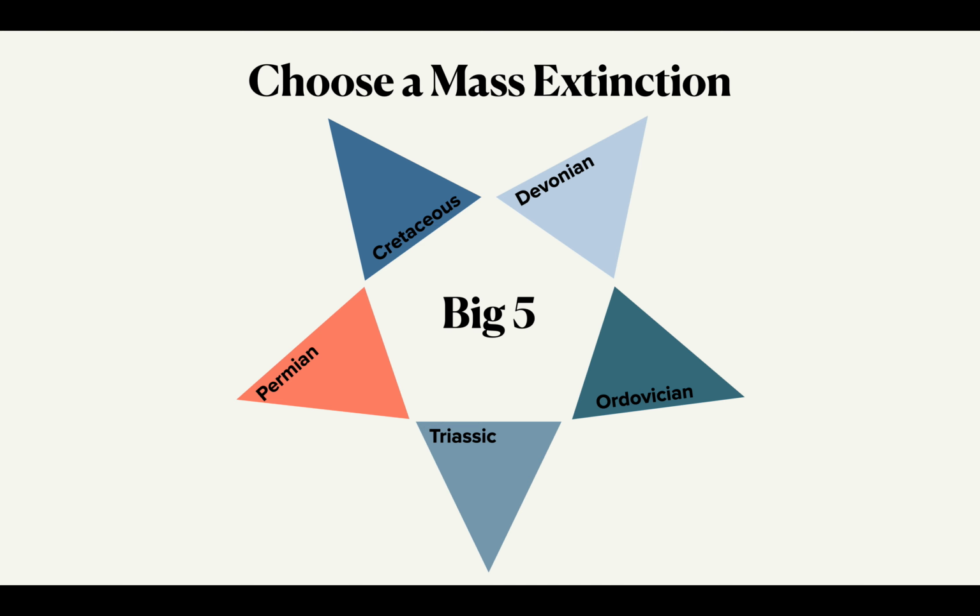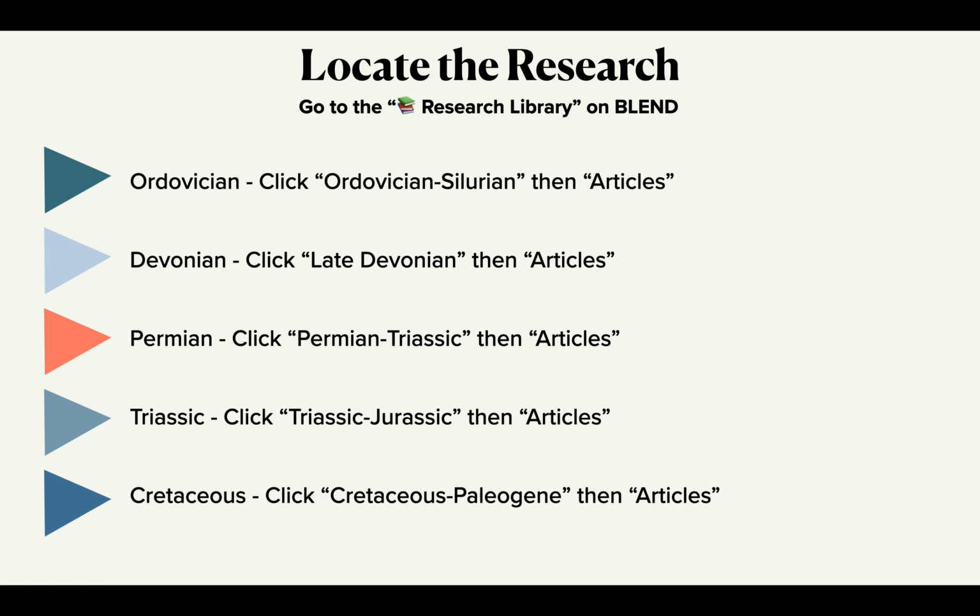Once you have decided which one you want to investigate further, you're going to see that there is a research library available on Blend, and it's in this module. Once you click it, you'll see a folder indicating each of the five mass extinctions. If you go inside there, you're also going to see another folder that says articles. These are full articles, not just abstracts, that Planet Earth teachers have pulled, in regards to different evidence and different studies associated with each of those five big mass extinctions. So pay attention to those as you're working through the research library.